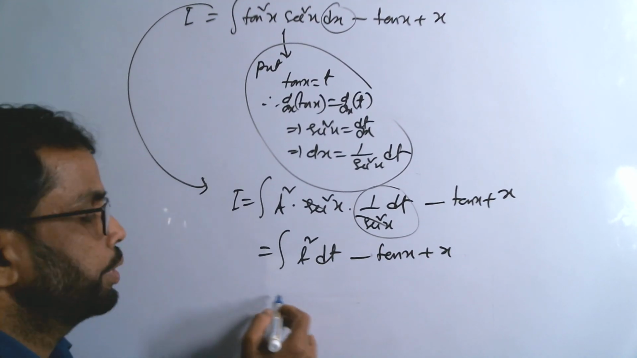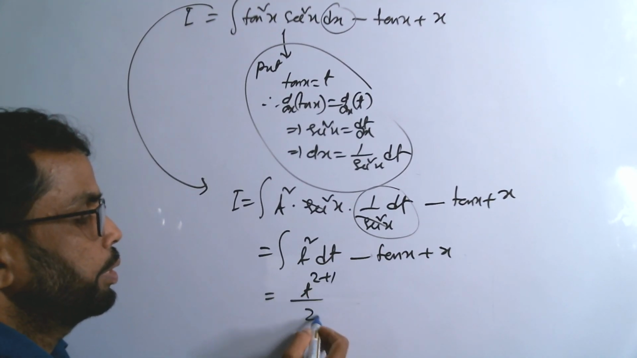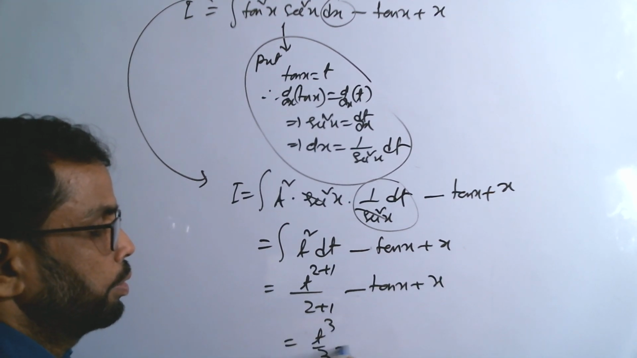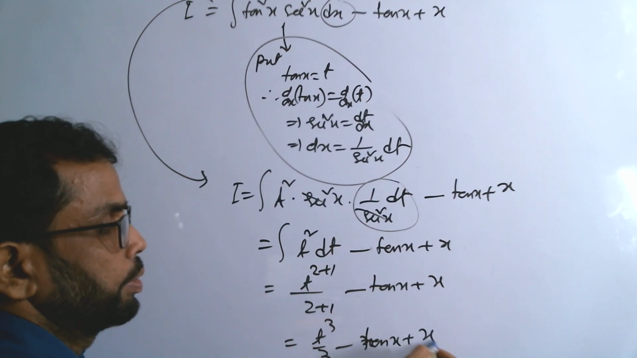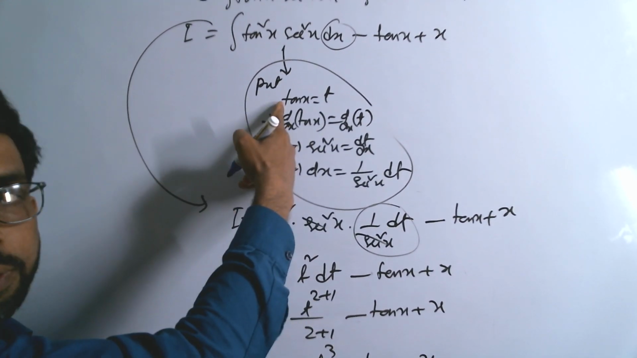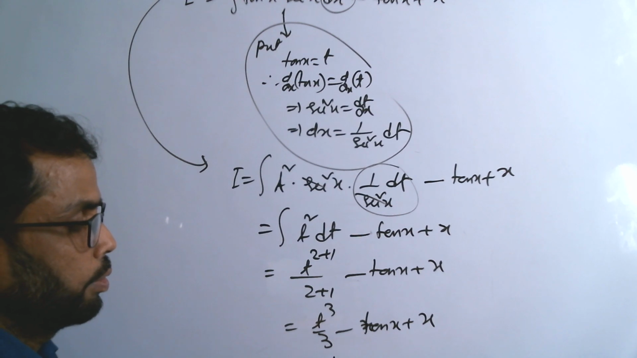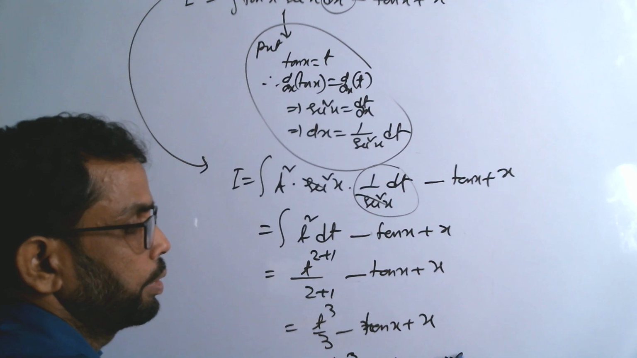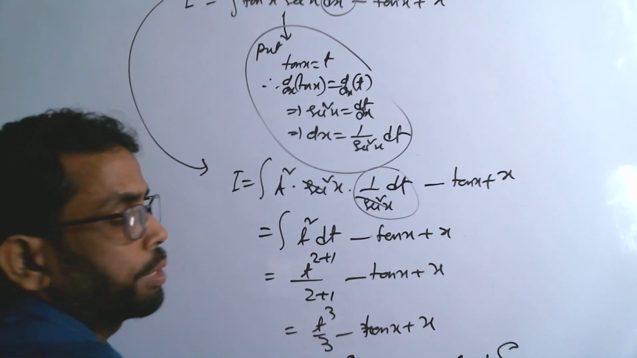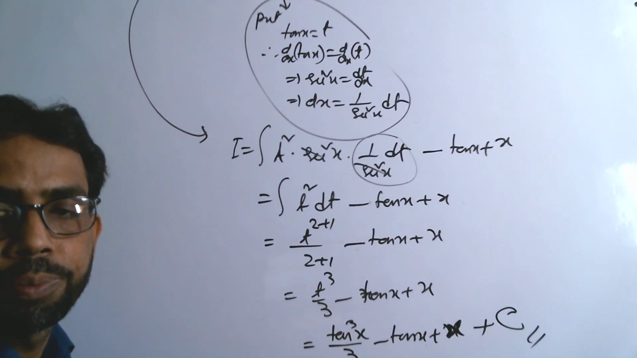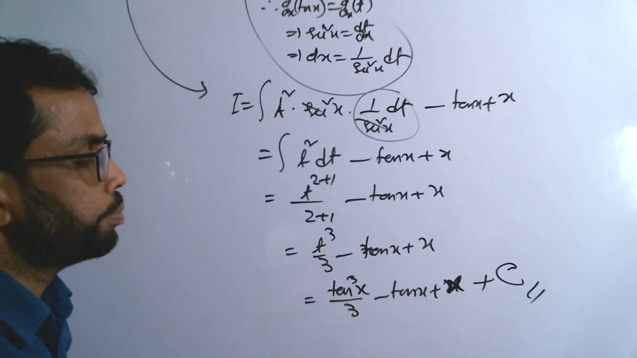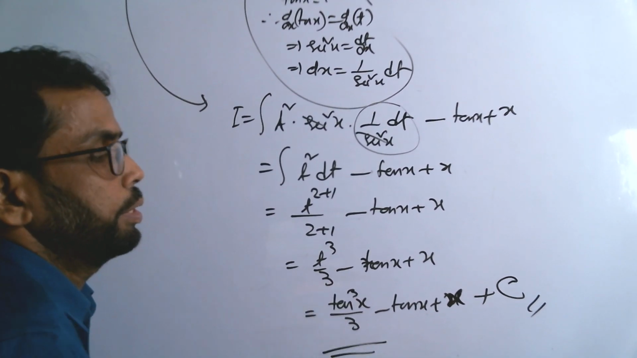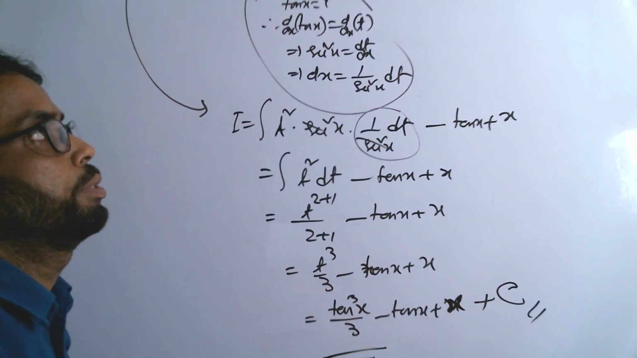This is now coming under basic integration formula: x to the n plus 1 by n plus 1. So it is t cubed by 3 minus tan x plus x. T we have taken for tan x, so it is coming out tan³x by 3 minus tan x plus x. Integration is complete, plus constant c. T is taken for tan x, so we have put it back, and this is the complete solution.